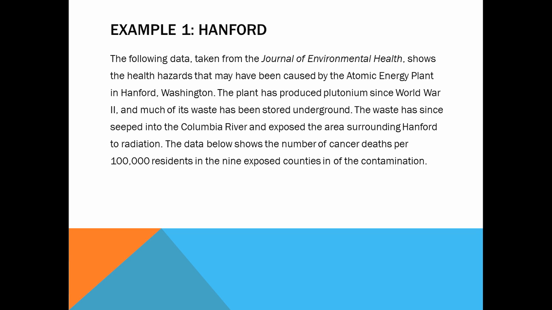So here's our first example. The data comes from the Journal of Environmental Health, and it shows the health hazards that may have been caused by an atomic energy plant in Hanford, Washington. The plant was producing plutonium, and much of its waste had to be stored underground. The waste has since seeped into the Columbia River and exposed the area surrounding Hanford to radiation. The data, on the next slide, shows the number of cancer deaths per 100,000 residents in the 9 exposed counties that were contaminated.